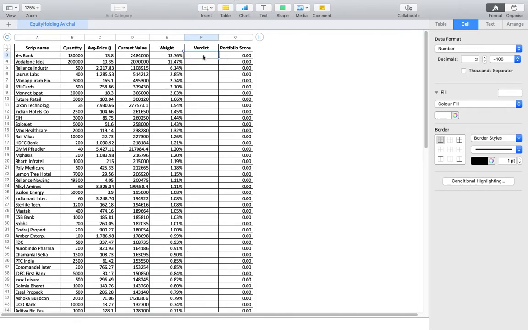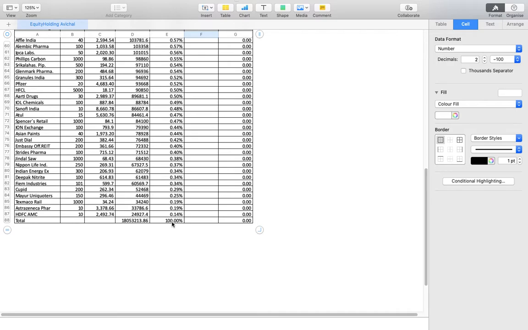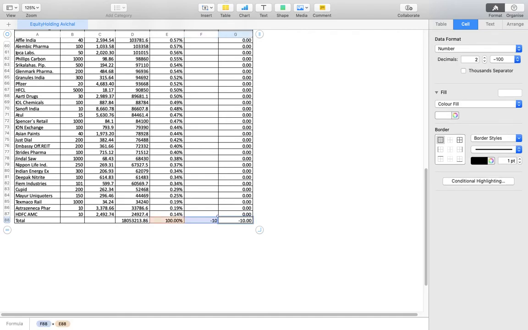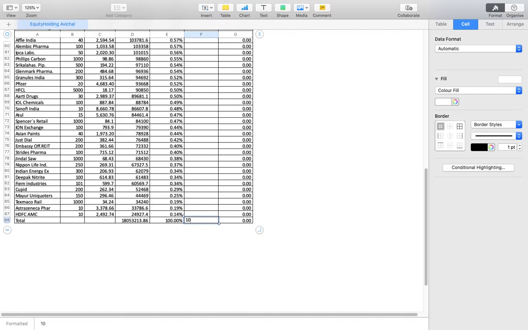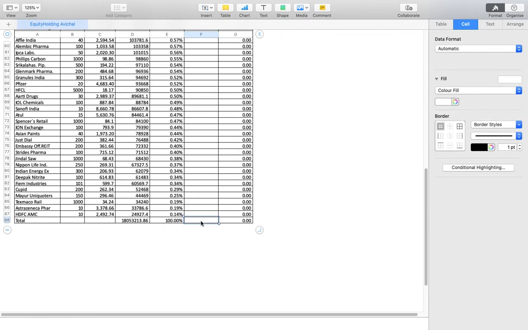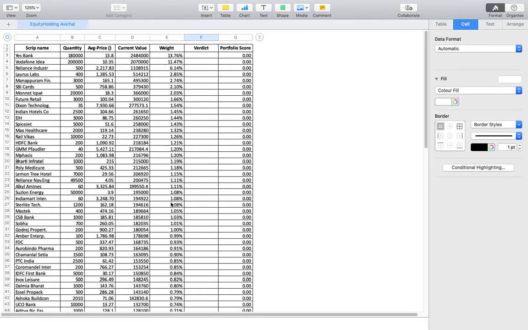Now, the idea for us is to assign a verdict to a particular stock, and the product of that number with the weightage will give us the portfolio score, which means that let's assume that if the entire portfolio has a verdict of -10, then -10 into 100% is -10. Likewise, if the entire portfolio has a verdict of +10, then +10 into 100% is equal to 10, and therefore your portfolio score is likely to range between -10 to +10. And the question here for us is, what is the score of this particular portfolio?